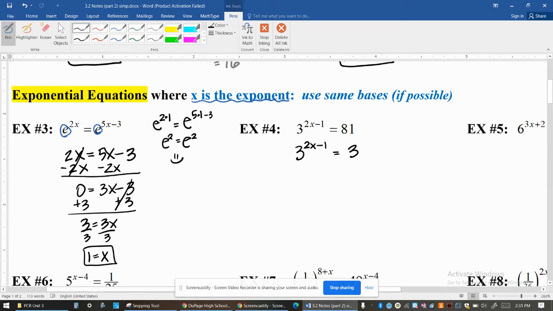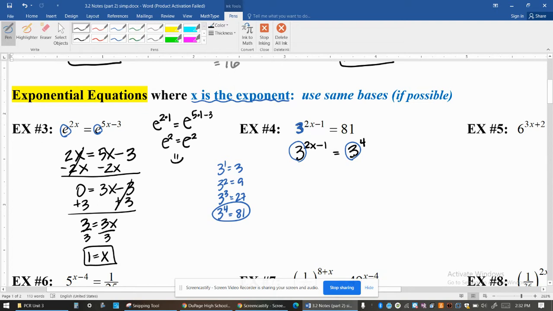Now, it might take you a little bit of thinking before you realize that 81 is related to 3, but if they're giving you a base, you should check if 81 is within that family of the base, right? So 3 to the first power, 3 to the second power, 3 to the third, 3 to the fourth. You can just make a quick list if you're in doubt. Okay, so 3 to the fourth power is 81.